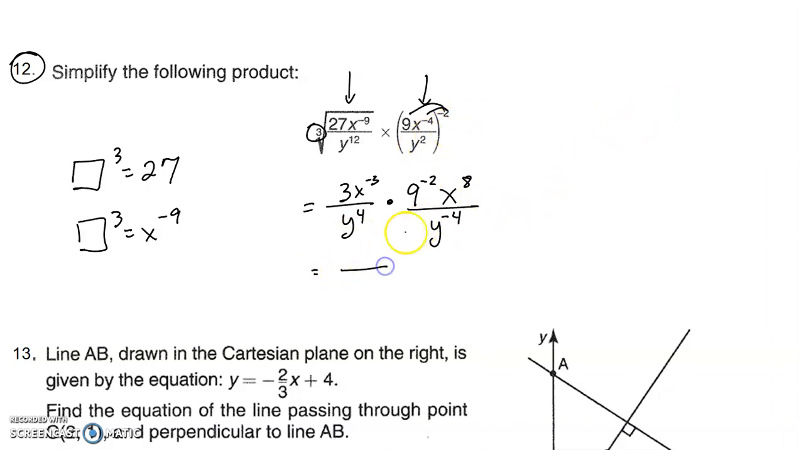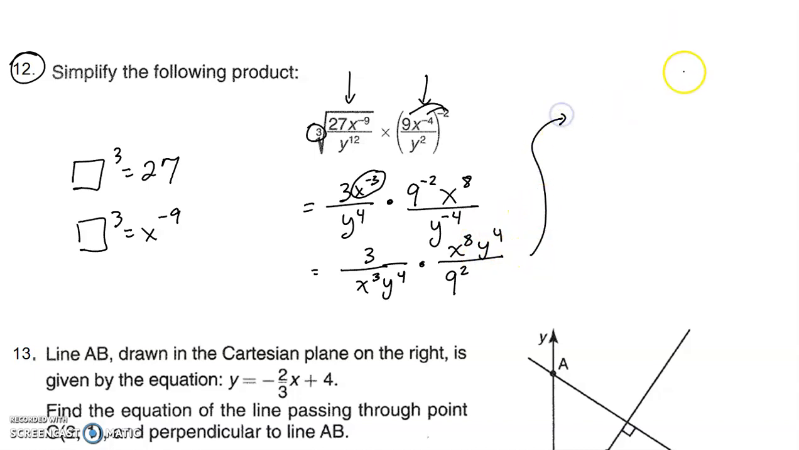Here's where you've got to be careful. The negative 3 exponent means bring that x to the 3 to the bottom. And the y to the 4 stays on the bottom. And the 3 stays up on top. In the second fraction, that 9 to the negative 2 is going to become 9 to the positive 2 on the bottom. The x to the 8 stays on the top. And the y to the negative 4 is going to go on top as y to the positive 4.